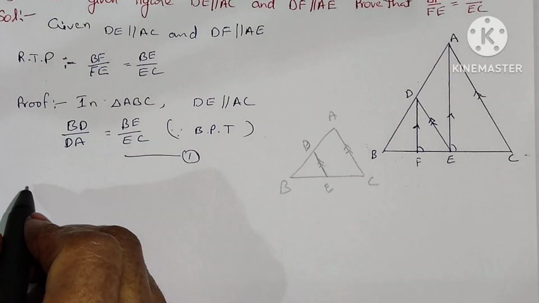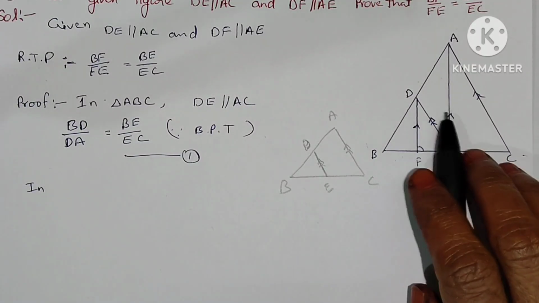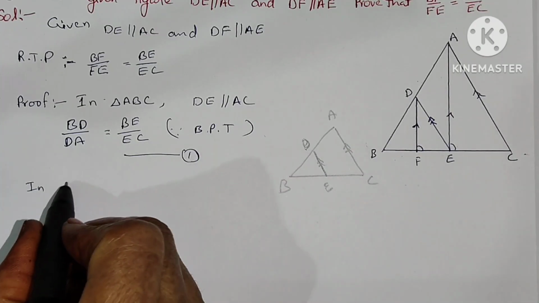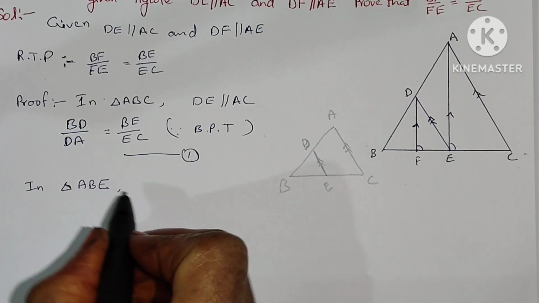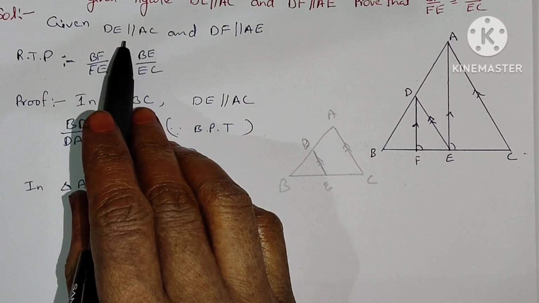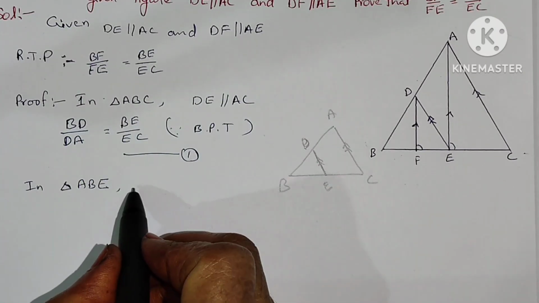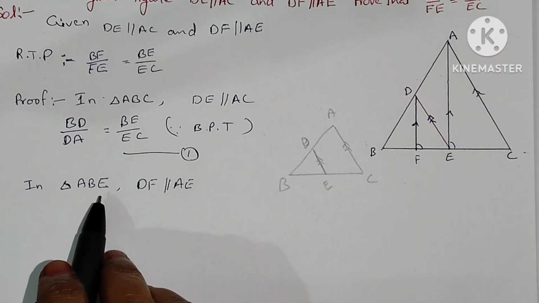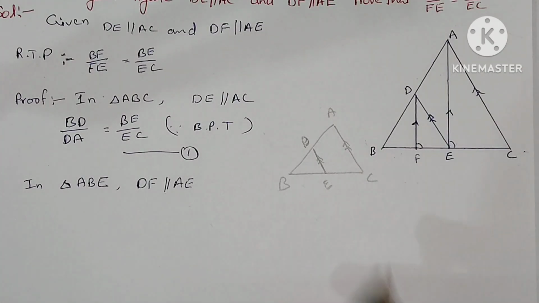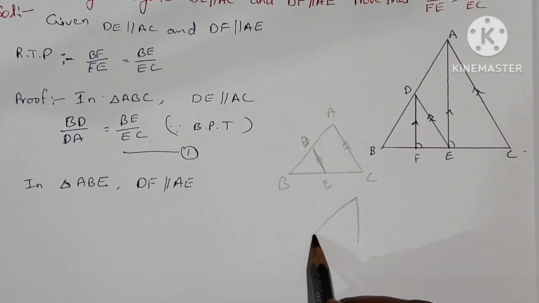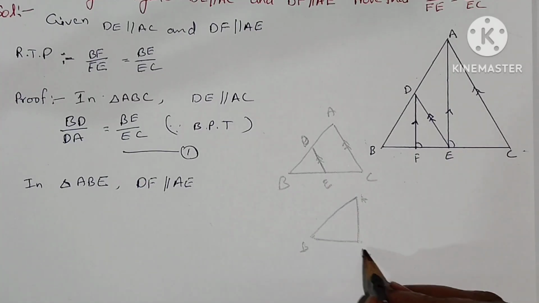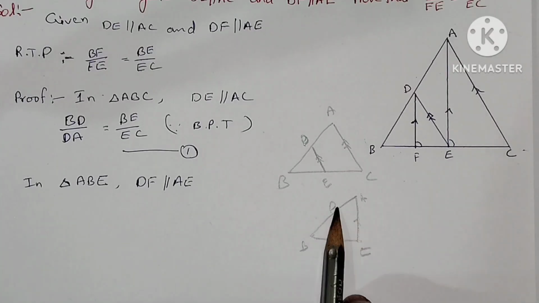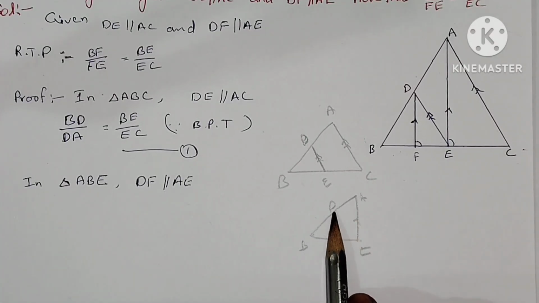Next, in the triangle, there is another pair of parallel lines. Now compare this one. In triangle ABE, DF is parallel to AE. So in triangle ABE we draw the subdiagram like this. Here ABE, these two, FD and AE, are parallel. So one pair of parallel lines is there in the triangle.